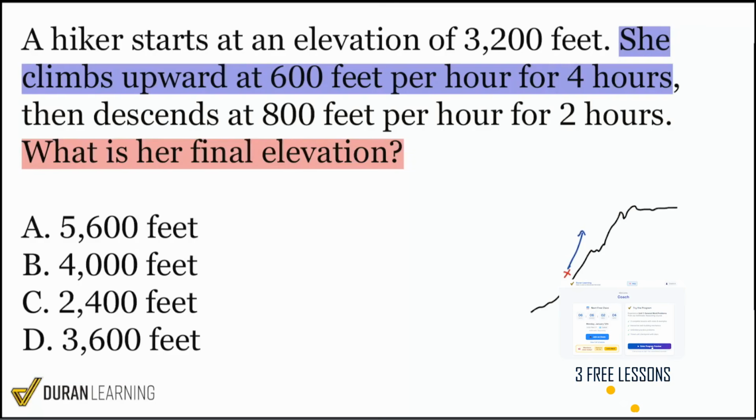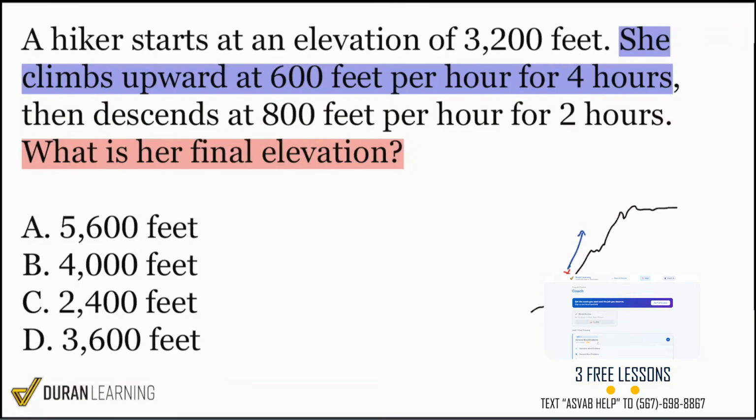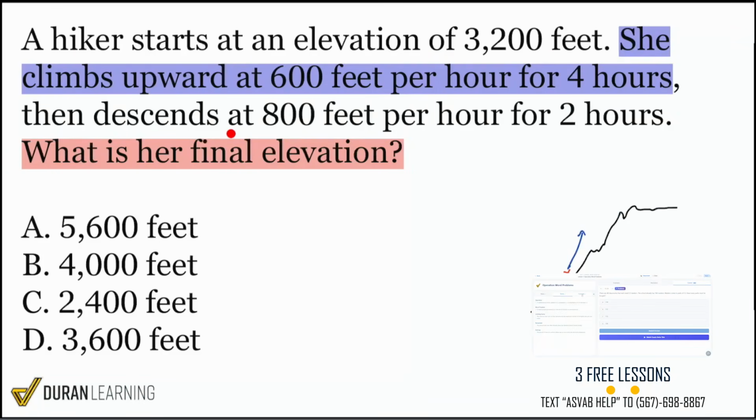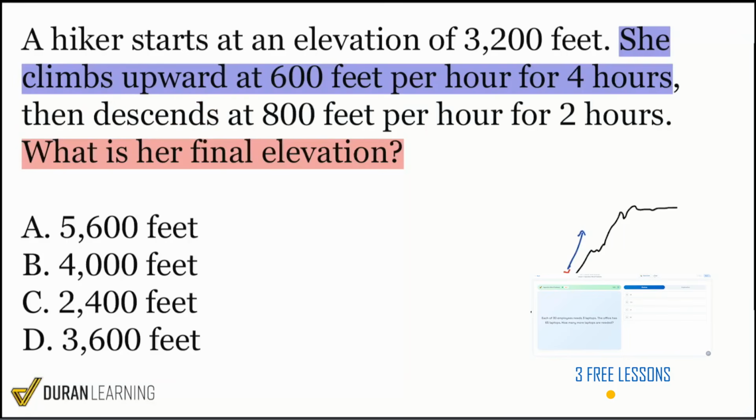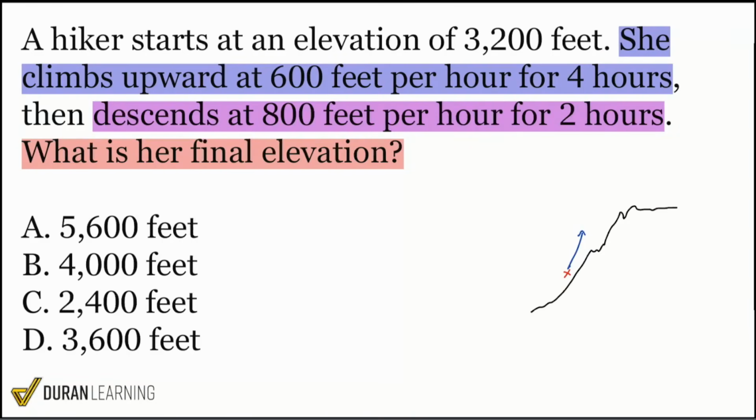And then everybody help me out real quick. What does this keyword here mean? It says the hiker then descends at this rate for this time. But what does that keyword, descend, mean? Yeah, that means going down. And we count that as negative. So let me highlight that here in purple. And then let's mark that out. And there we go. So from whatever this point is, we'll then be going down.